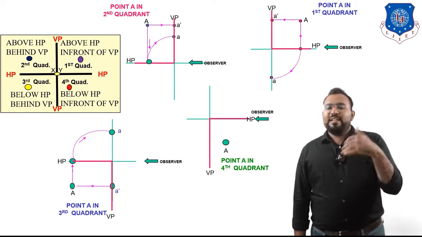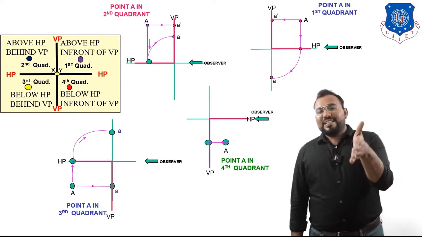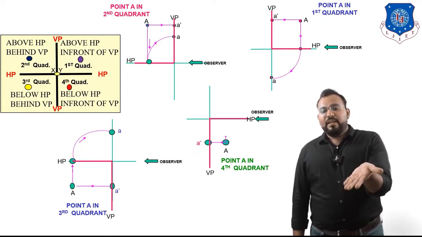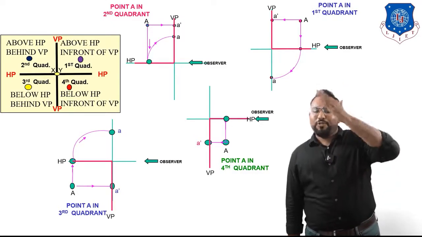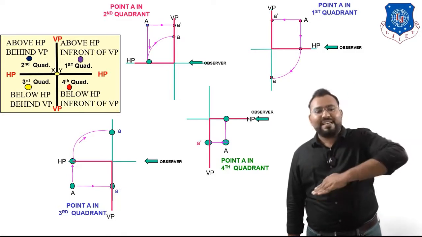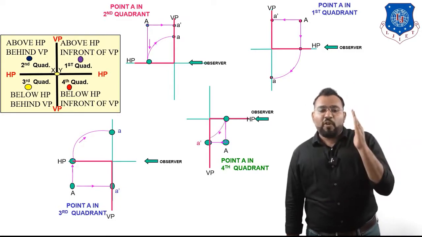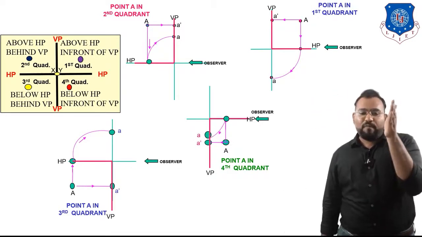Now let us take its projection on VP. So it will be A dash. Now let us take its projection on HP. Yeah, something like that. So it will be its projection on HP, but we have to rotate the HP in a 90-degree clockwise direction. So its top view is going to look like over here. Yes, this will be the point A. So it will be its top view.